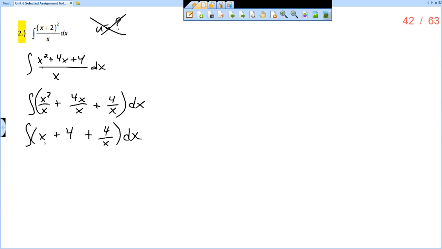All right, so now I'm going to integrate. What is the integral of x? That's x squared over 2, plus the integral of 4 is 4x, plus.